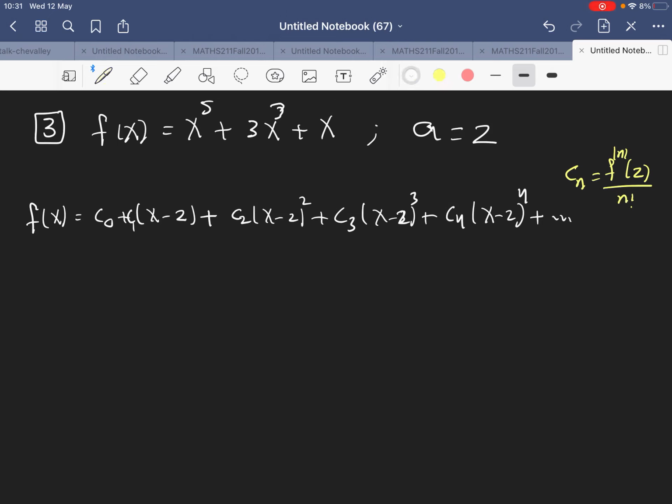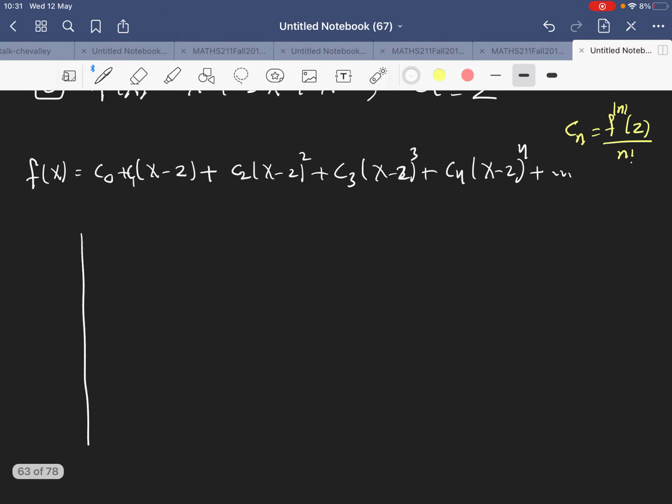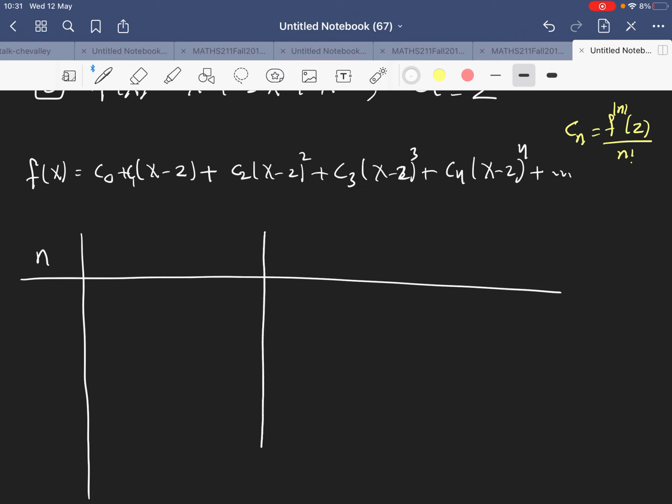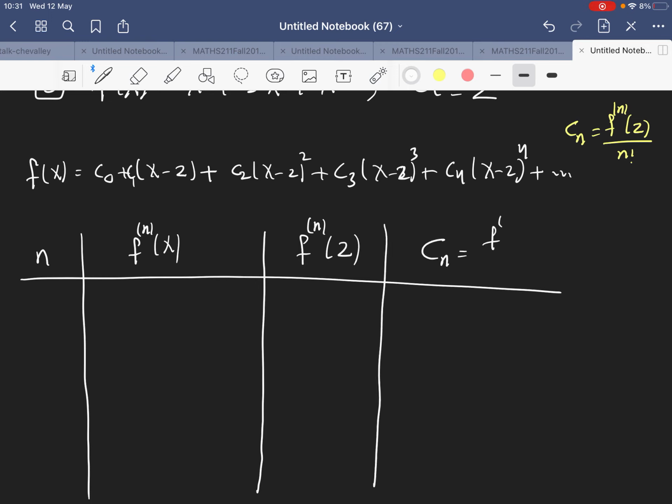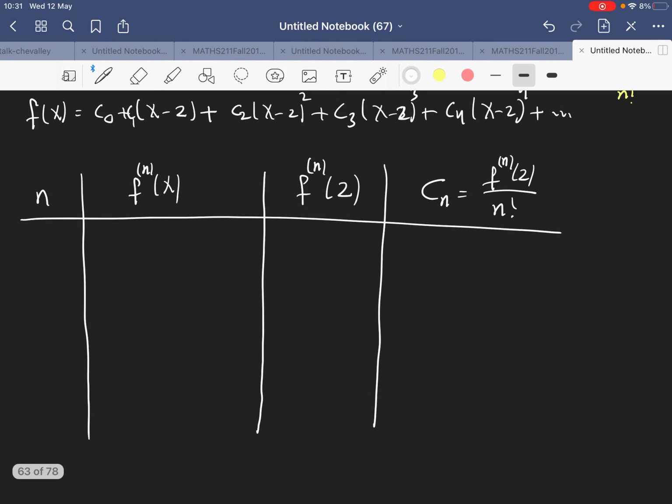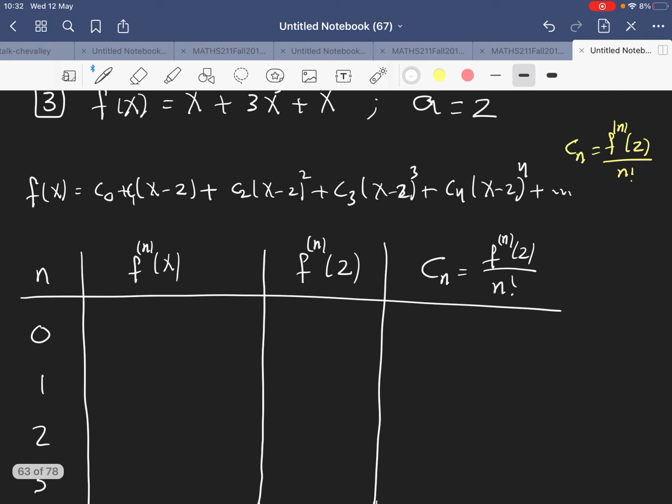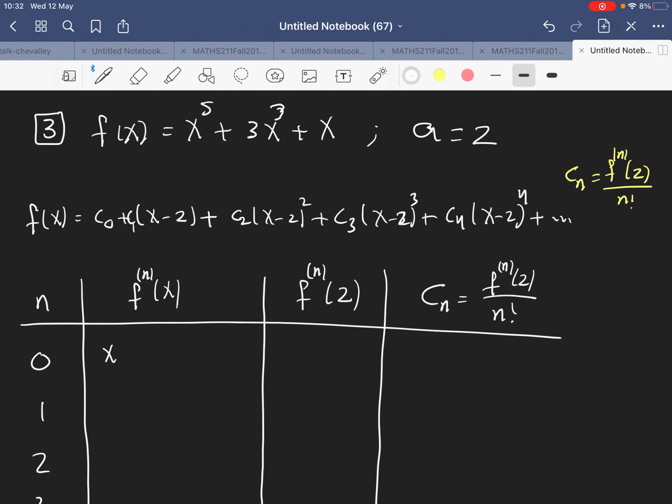So what we'll do now is make a little table here. And here is the derivative, and here is the derivative at 2 exactly. And here will be the cn, which means the derivative at 2 divided by n factorial. So we will do maybe the first 5 terms, and we see the pattern as much as we can. Now, what is my 0th derivative? It is the function itself.